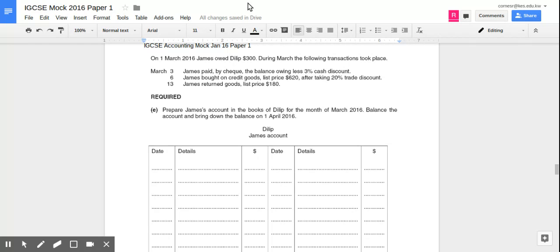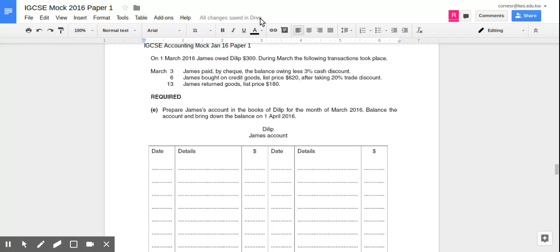So therefore the bank part must have been $291, and they are both reducing the amount of money that James owes Dilip, and therefore go on the credit side. There's a sales return of 144. The list price of those goods was 180. However, we know that James gets given a 20% trade discount, and therefore we only reduce the amount of money that he owes the business by the amount after the discount. Work out the balance carried forward, work out the balance brought forward, and the job's a good one.